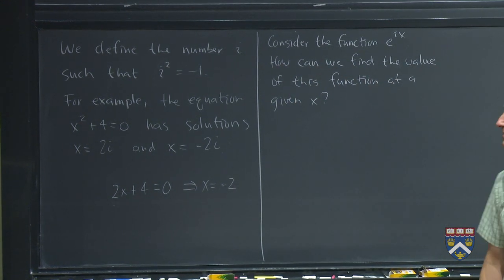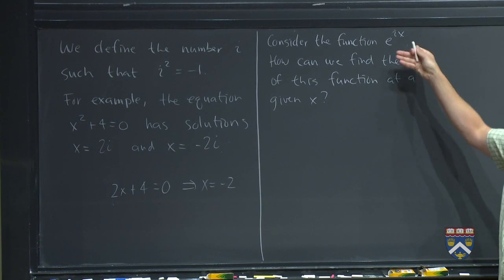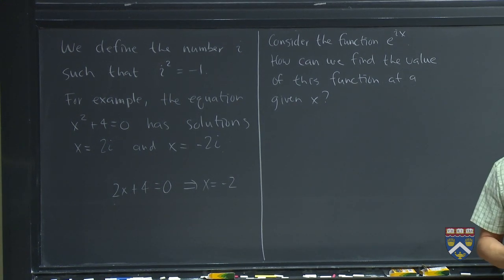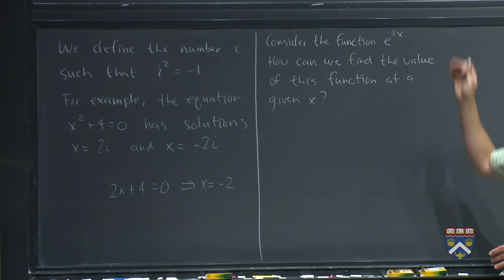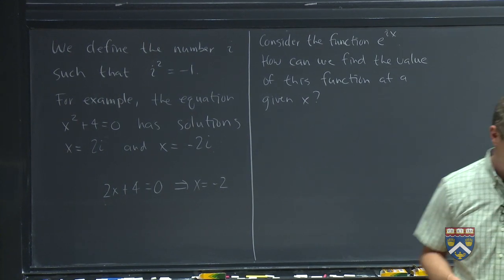So let's consider going with this number i. Well, we just saw this great number e. Let's put them together. Let's make up a new function, e to the ix. I'd like to figure out how we could evaluate this. Like if I plug in the number 3, what would it mean to say e to the i times 3? How can we find the value of this function?